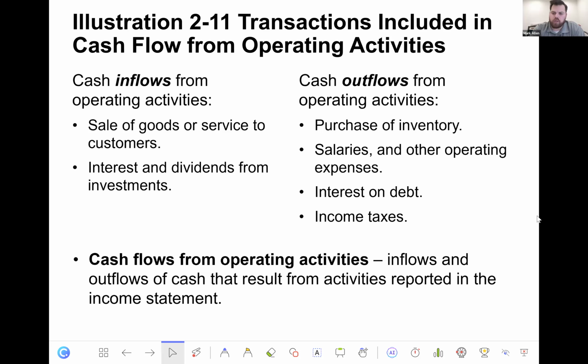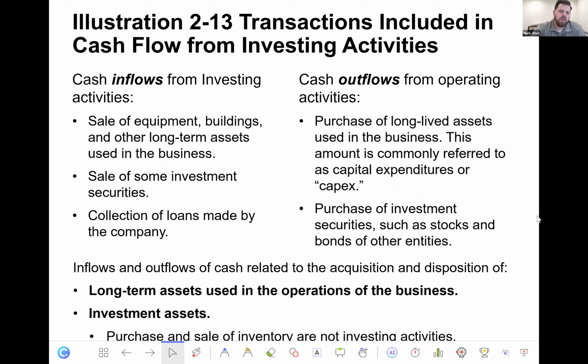Outflows include things like the purchase of inventory, the payment or the accrual of the salaries, the interest that we pay on debt, income taxes that are paid, etc. But largely, these are the things that result from activities that go on the income statement.